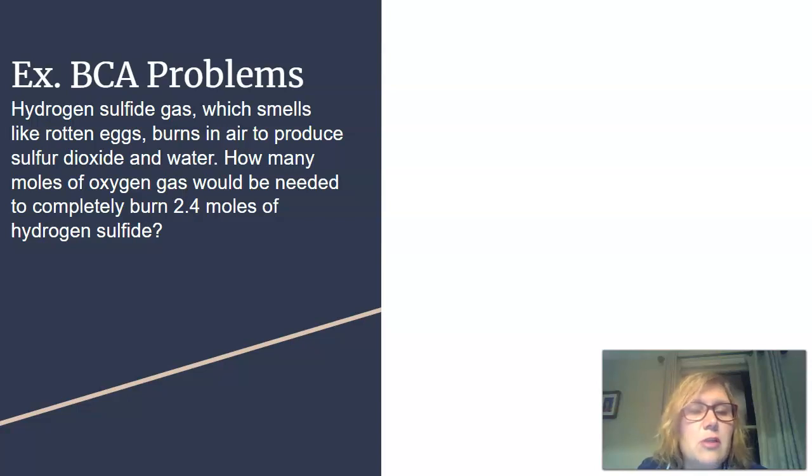So it says hydrogen sulfide gas, which smells like rotten eggs, burns in air. So remember, if something burns in air, it's reacting with O2. So you would write H2S plus O2 yields SO2 and H2O.